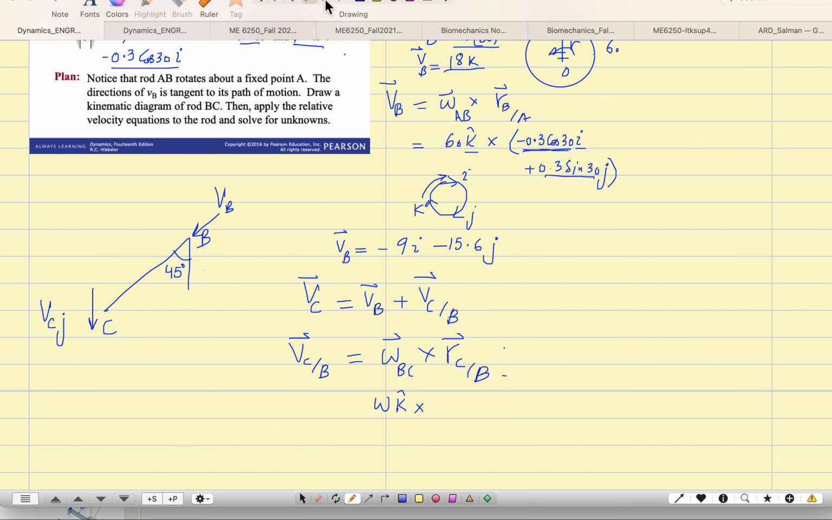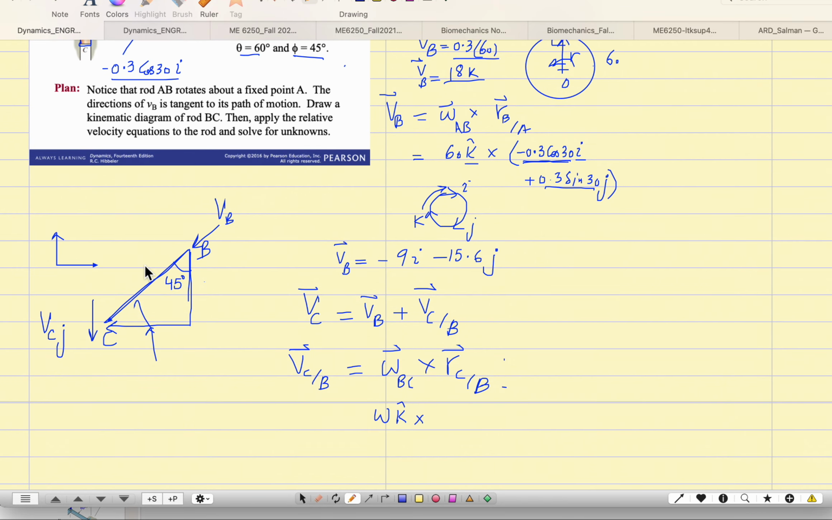What is this vector? This vector should be resolved along the I and j components. Let me write down here. This is my jth component. This is my ith component. The length of this link is 0.6 meters, the hypotenuse is 0.6. So this is 0.6 sine 45 towards the negative I, and the other component is 0.6 cosine 45 in the downward direction, negative j.